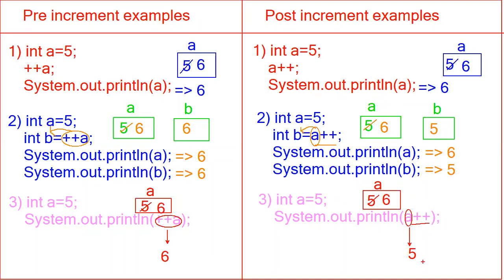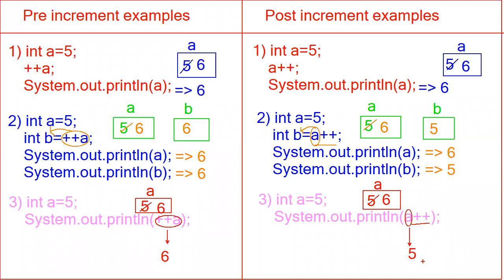So in the first case, there is no difference. In the second and third, there is a difference. In the first case, there is no other operation, only increment. If only incrementation is there, then there is no difference between pre and post. If any other operation is there, then the difference will be there. In the second case, incrementing is there, assigning is there. In that situation, pre means first incremented, post means later incremented.